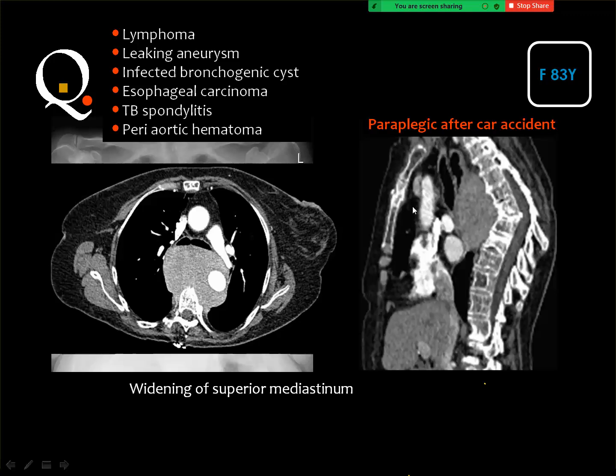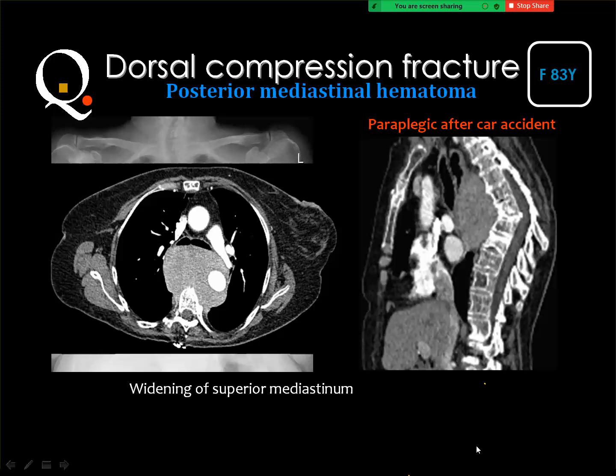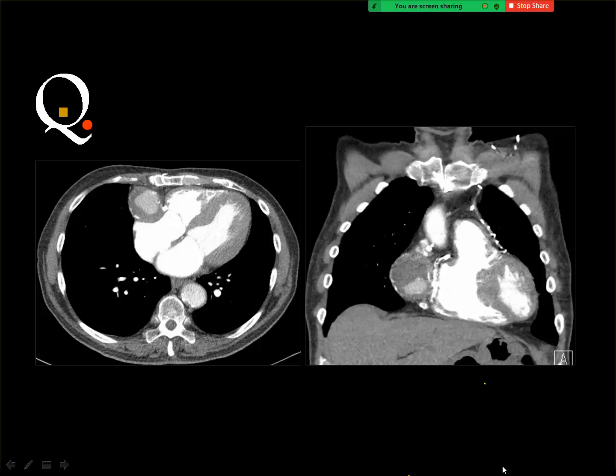And this is the right answer, where you got a fracture of the spine and a big posterior mediastinal hemorrhage surrounding the aorta. If the aorta is ruptured, you got some of the contrast material also leaking within the hematoma, and this is a catastrophic event, of course. But this hematoma, I think, is coming from the spine, not from the aorta itself. Yes, dorsal compression fracture with posterior mediastinal hematoma.